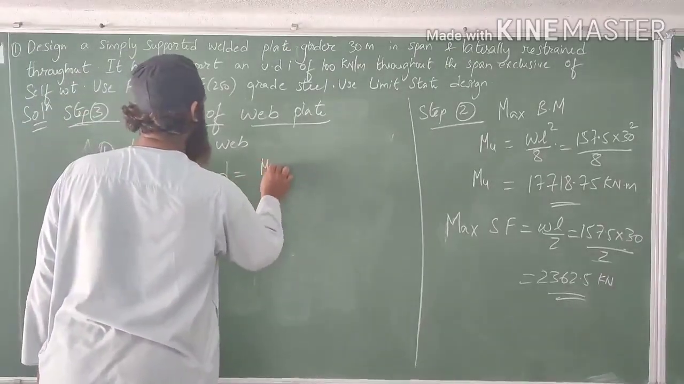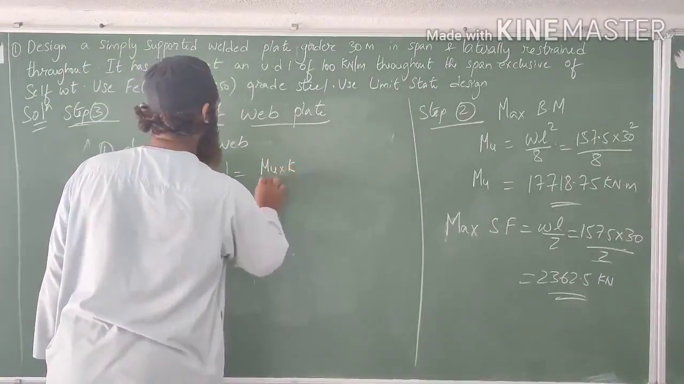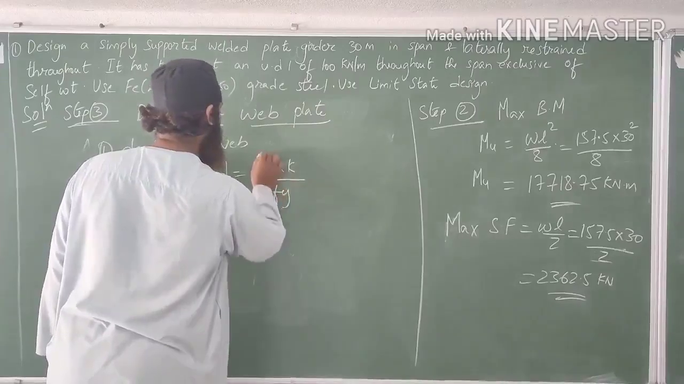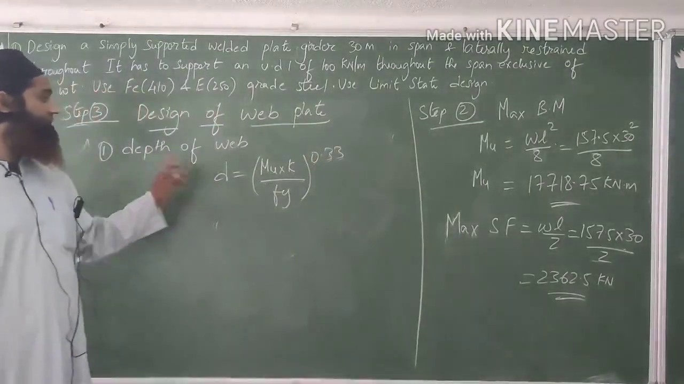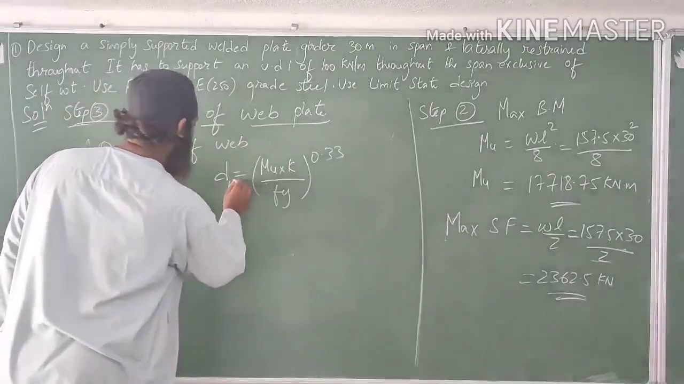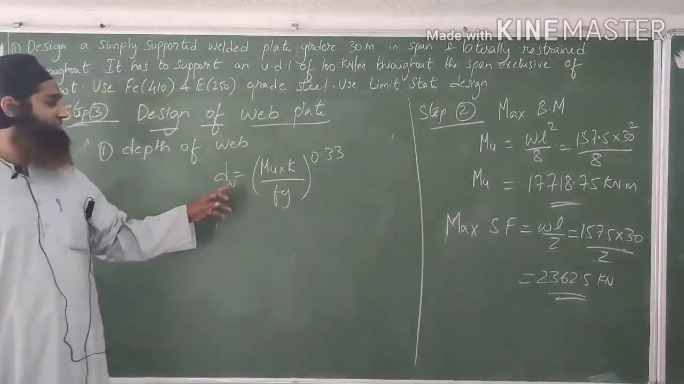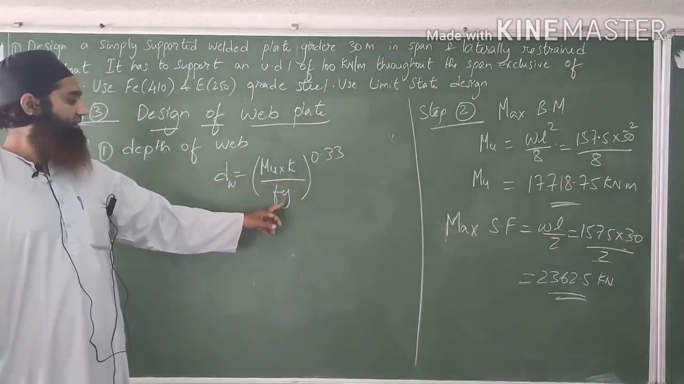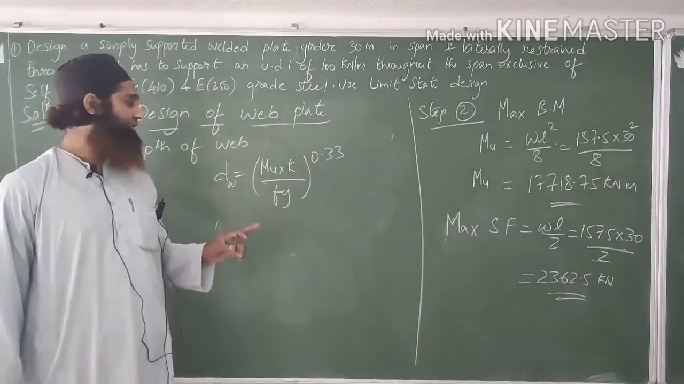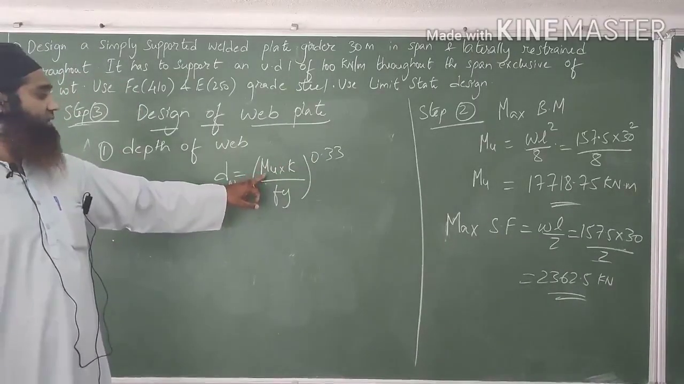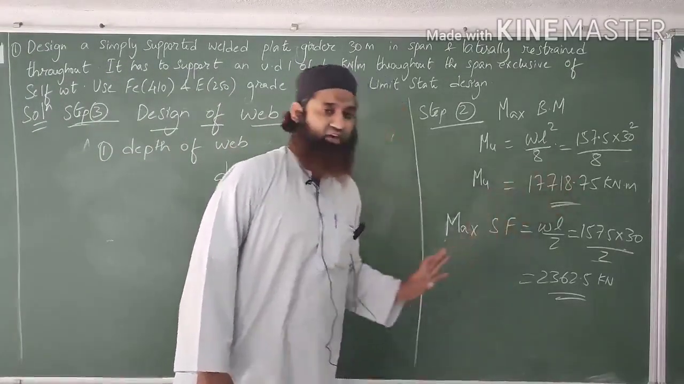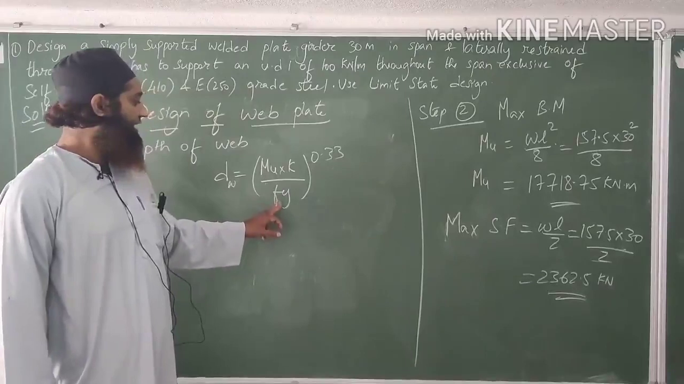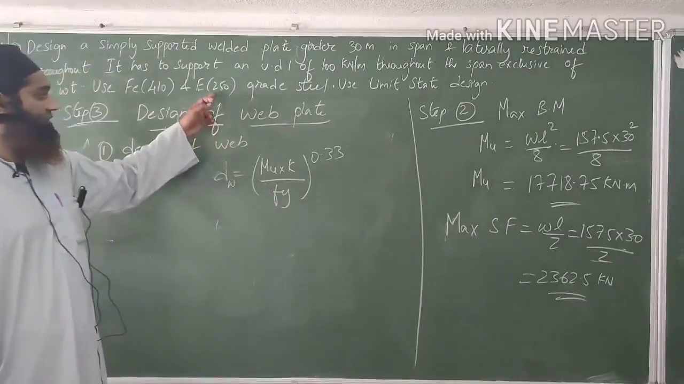D is equal to (MU into K by fy) to the power of 0.33. You can write D, depth of web, as dw. MU is the moment we have got, that is 17718.75. Fy is the yield stress, that is 250.